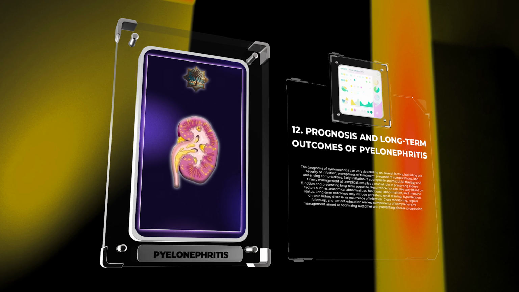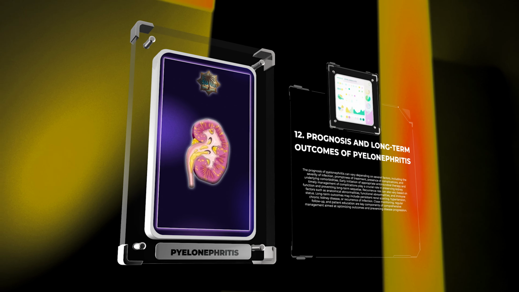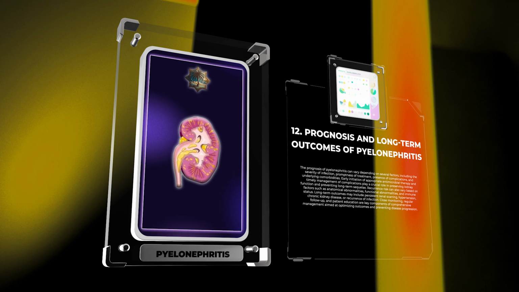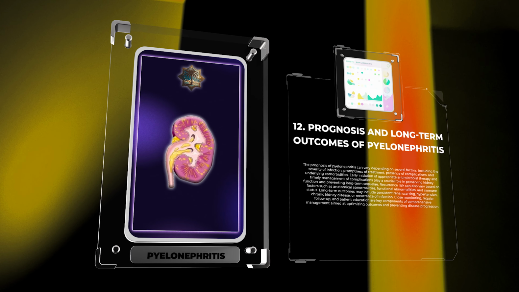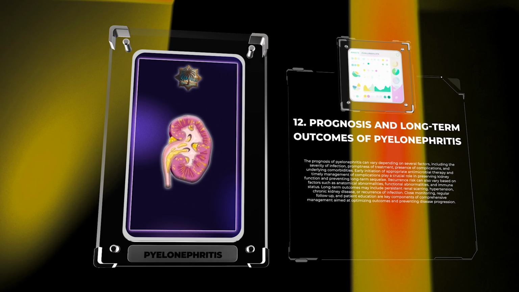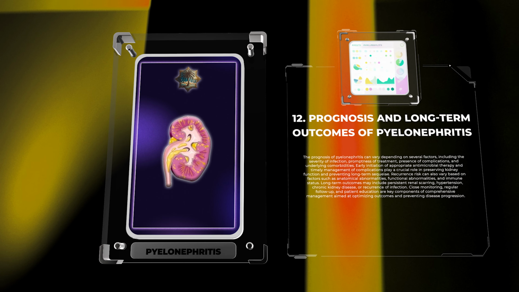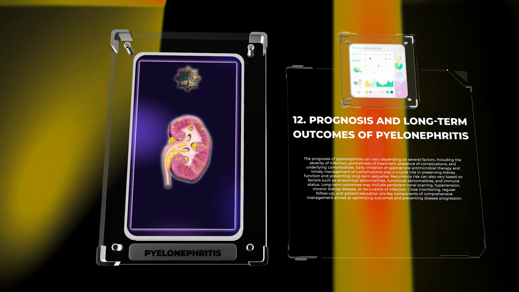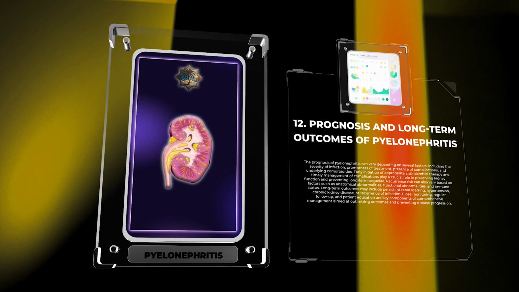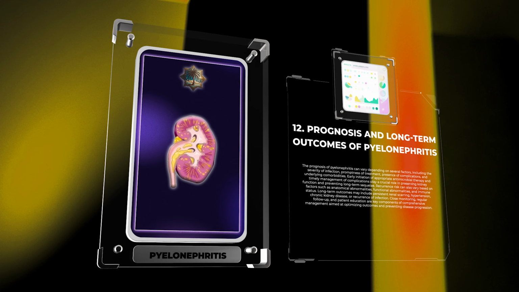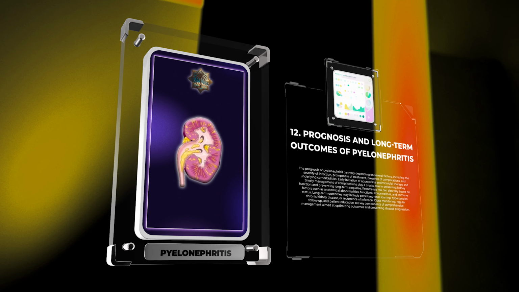Recurrence risk can also vary based on factors such as anatomical abnormalities, functional abnormalities, and immune status. Long-term outcomes may include persistent renal scarring, hypertension, chronic kidney disease, or recurrence of infection. Close monitoring, regular follow-up, and patient education are key components of comprehensive management aimed at optimizing outcomes and preventing disease progression.